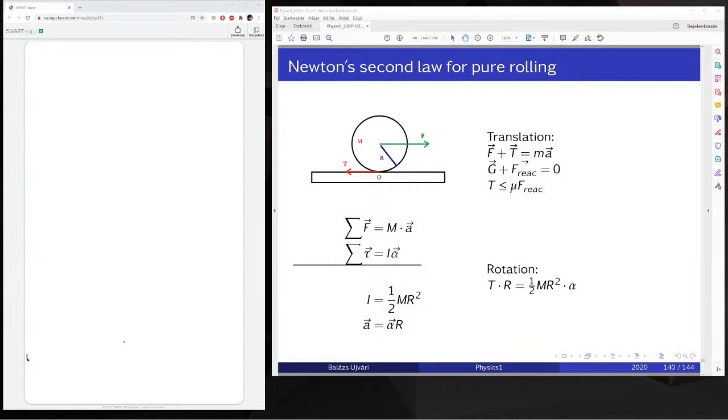So let's start. One of the most complex examples we'll solve this semester. We have a cylinder. Its mass is m, the radius is r, the friction constant is mu, and we pull it with the force F.